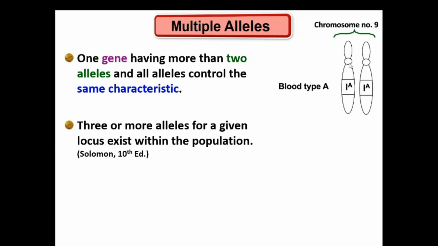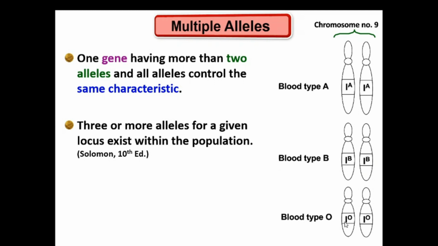Okay, in chromosome number 9, one locus is controlling the blood type. For this case, we are discussing the ABO blood type group. If they have this IA, it will result in blood type A. If they have the IB here, they will result in blood type B, and if they have the IO, the individual will have blood type O. So I here is referring to immunoglobulin. An example of multiple alleles is the ABO blood type alleles which can be found in humans. So let's see the details.